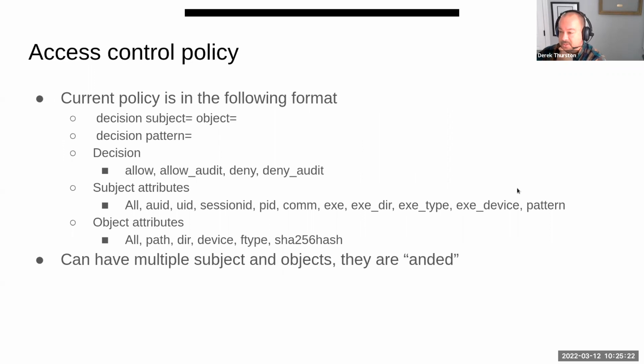So the access control policy has a decision, a subject, and an object. There's a decision pattern. Decisions can be allow, audit, deny, audit. And for the subjects, you can choose from any of those different things that I mentioned way back at the beginning, that's passed from the fanotify API in the kernel. And then you can choose object attributes like a path or a file type or a hash on a file.